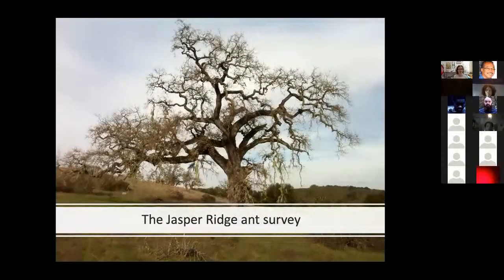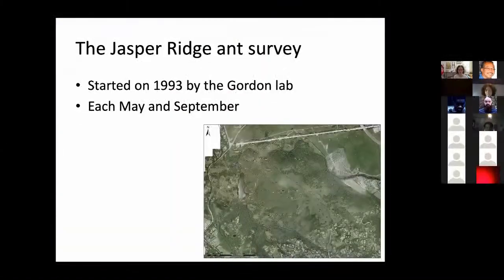And before we get started, I want to say a couple of words about the Jasper Ridge Ant Survey, because this is why I prepared this presentation. So, in Jasper Ridge, which is a closed preserve that belongs to Stanford, it's a few minutes away from Palo Alto. In 1993, the Gordon Lab at Stanford started an ant survey documenting the invasion of the Argentine ant into Jasper Ridge.